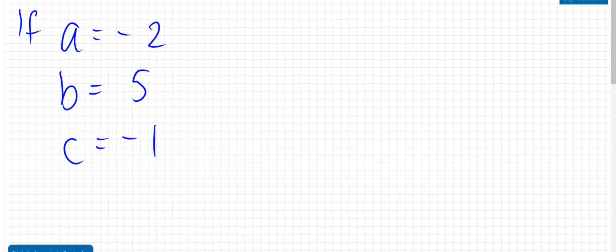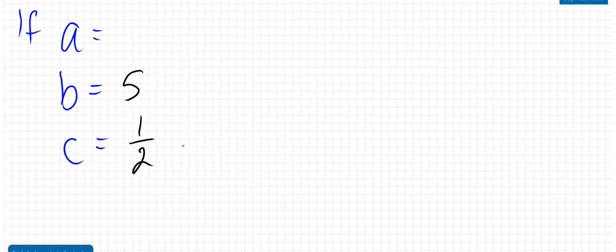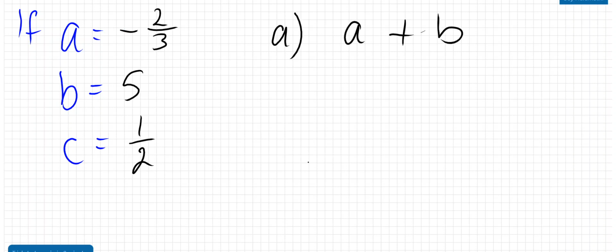Okay, so I have some new values for A, B, and C. A is now negative 2, B is 5, and C is negative 1. And I'll just write up a question for you. Sorry, I just remembered I have to give you some fractions for this. B can still be 5, so C is a half. And this time A, I'll make it a negative 2 over 3. So just change those values, sorry, because we are now substituting with fractions. Okay, try the first example.